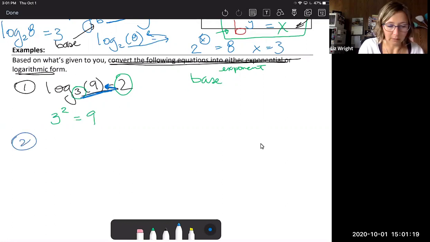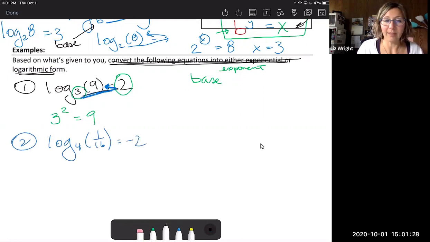Number 2, log base 4 of 1/16 is equal to -2. Hey, let's use the rule of sevens. Okay, 4 to the -2 equals 1/16. Does that make sense? 4 to the -2, does that equal 1/16? Yep, it sure does. You can also say from up here, what's the base? What's the exponent? And that equals our argument.